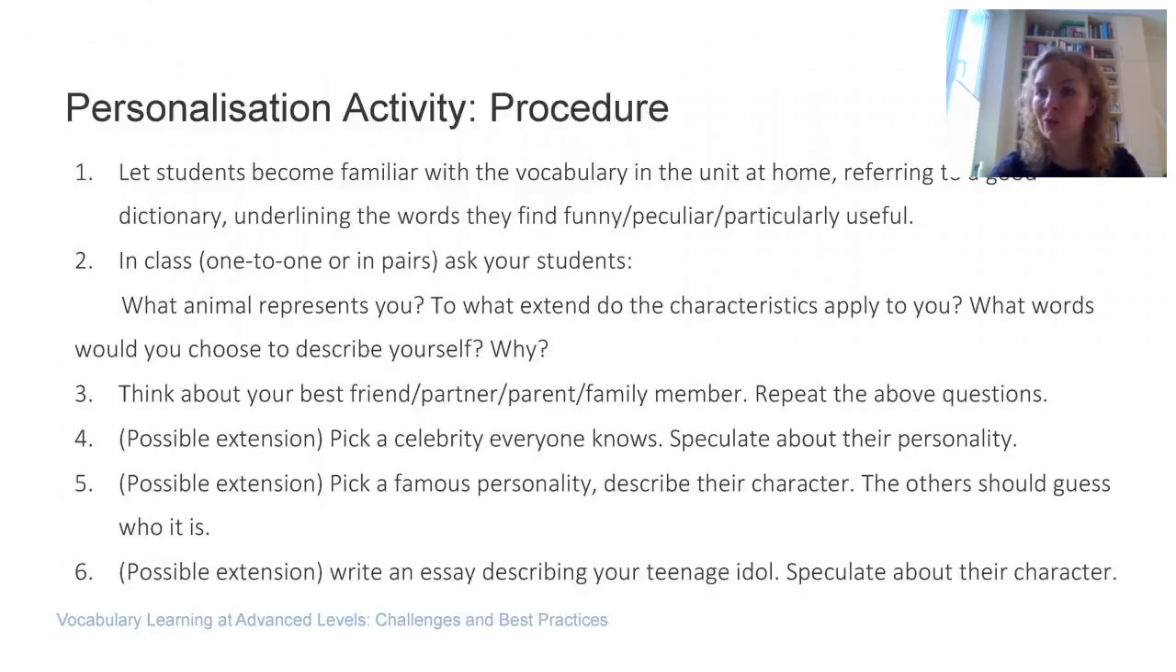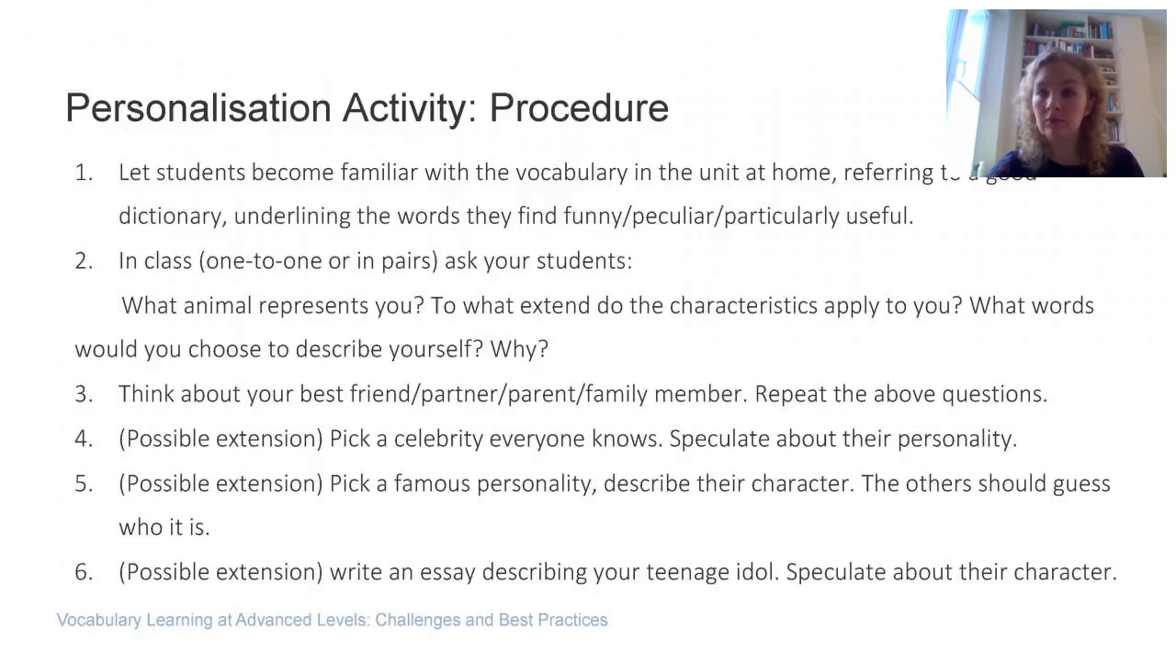Again, you remember the noticing hypothesis. And also you can use a Quizlet set, which I'm going to show you later, so they can study these words in a Quizlet set before.